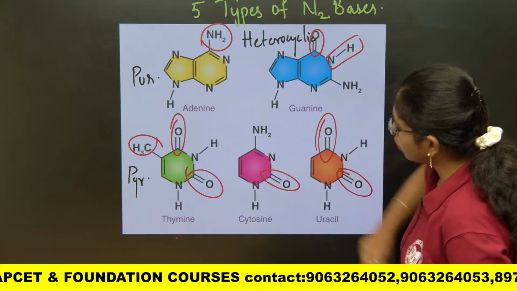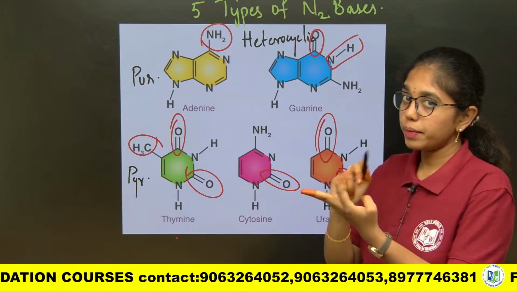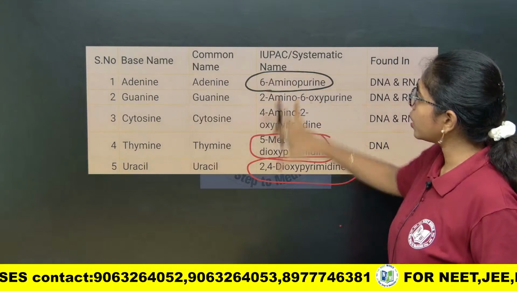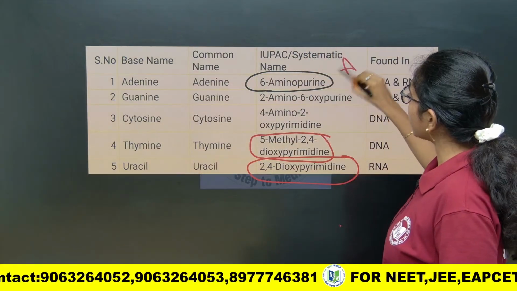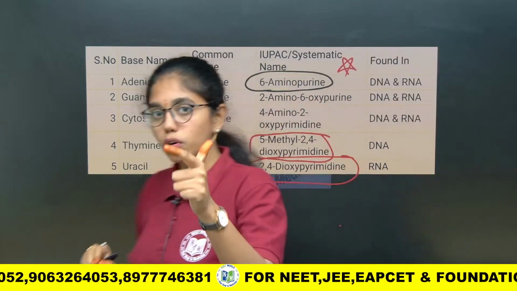Fine, and cytosine also, this is clear. This is all about adenine, guanine, thymine and uracil. Most importantly, with the structures you learn its IUPAC names. IUPAC names are very important. Clear? Now you have got a clear idea about sugar and nitrogen base.